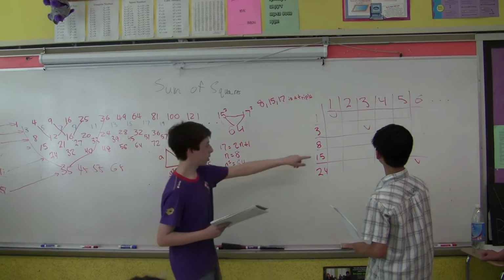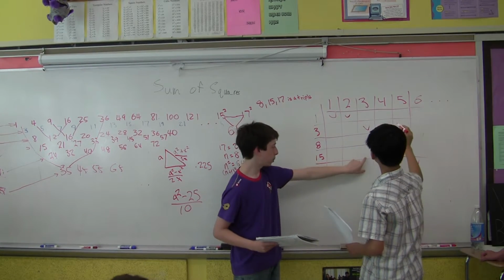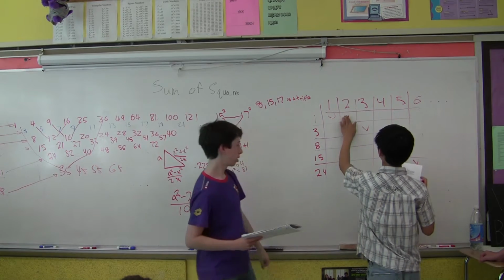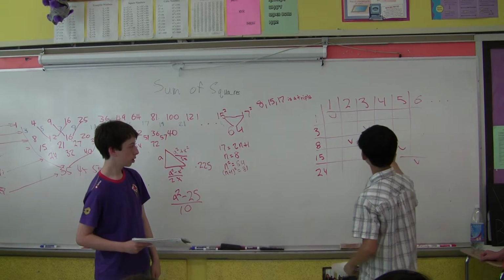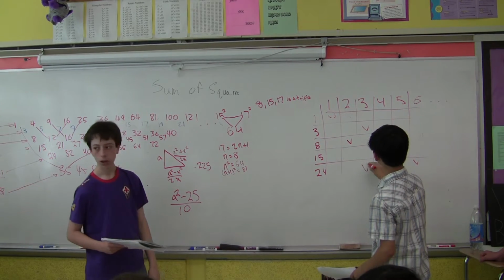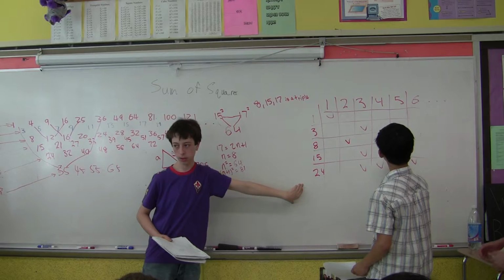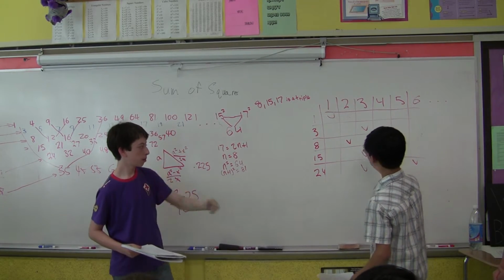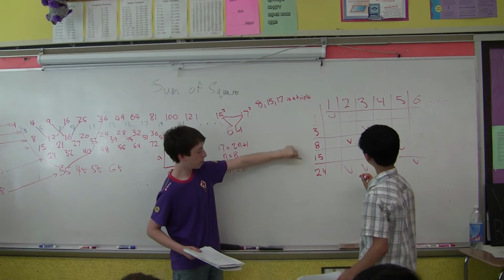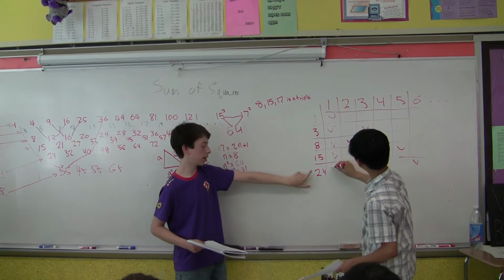Especially if you look at 3, for instance, it won't be 8, it will be 15, it will be 24. And this number is a factor of this number. Because the difference between these numbers becomes 5, 7, 9, 11, 13.